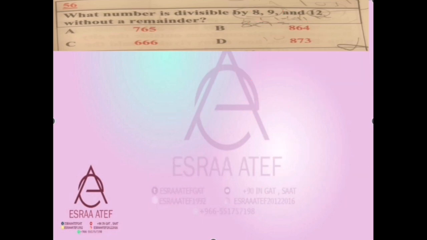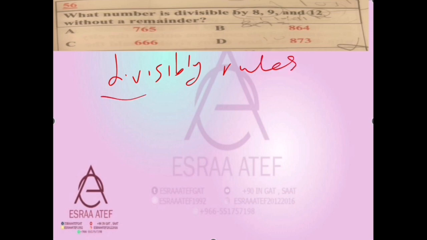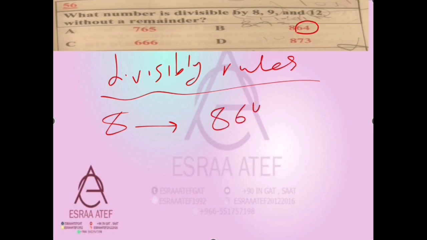Okay, the other method that we can use is the divisibility rules. For 8, I have a rule: I will choose the number whose last two digits are divisible by 8, like this one, 864, but the hundreds digit should be an even number, and the last two digits can be divided by 8, so it works here.